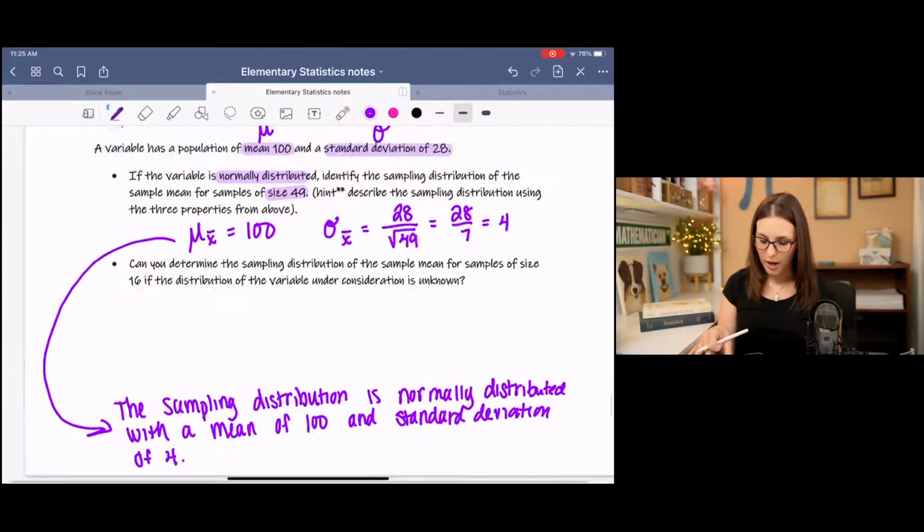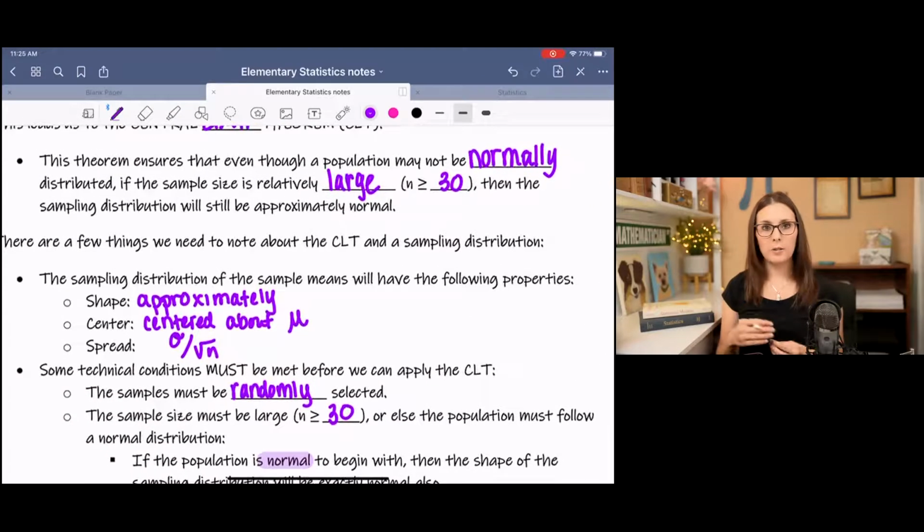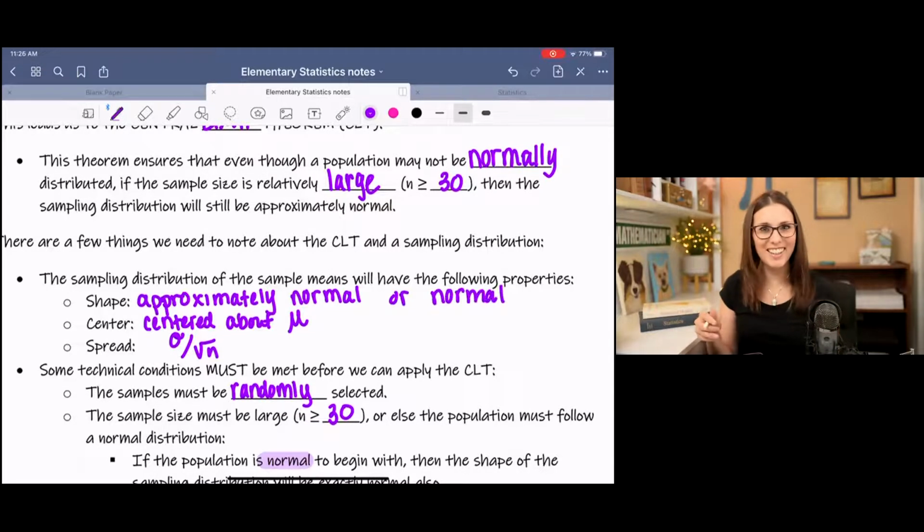So if we go back up right here, we can identify the sampling distribution of the sample mean by talking about its shape, its center, and its spread. I forgot a word here. I think I forgot to finish that thought. So if you're writing notes, go back and finish that thought.